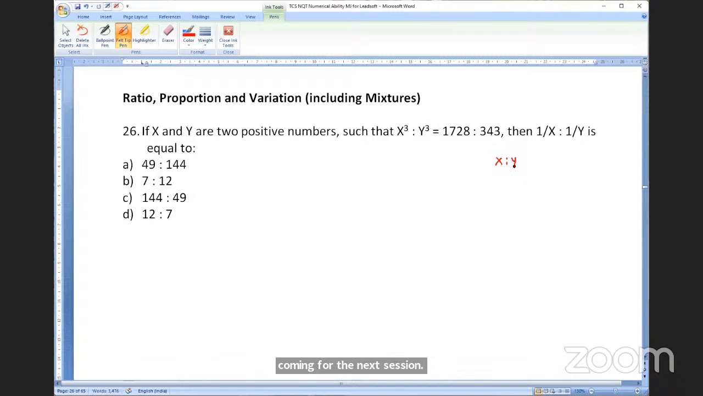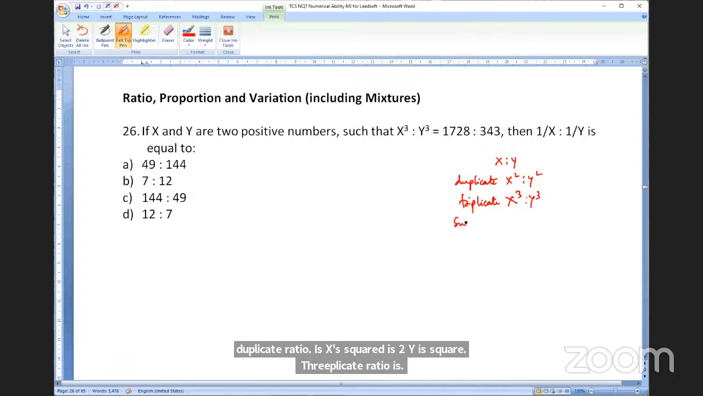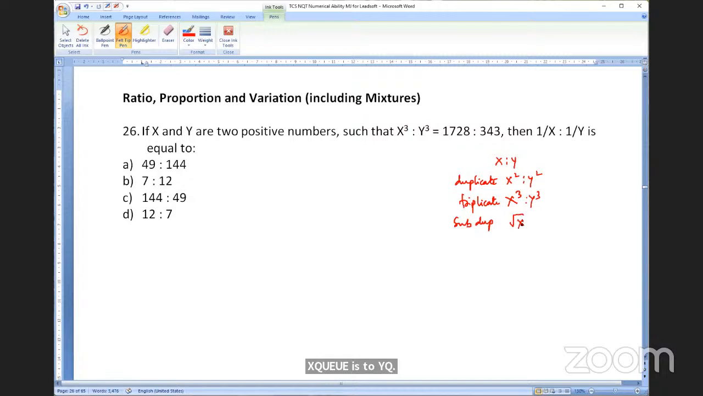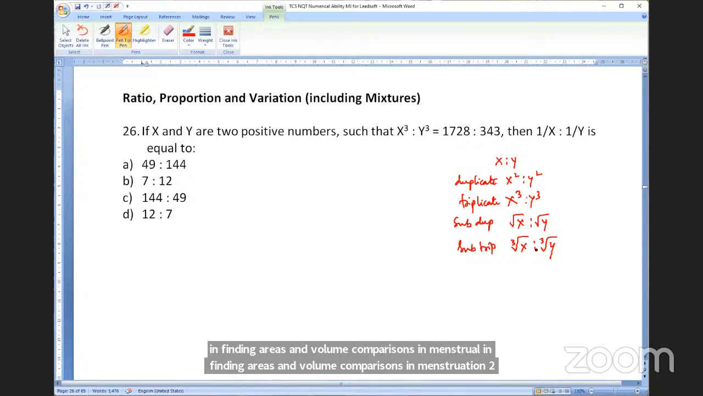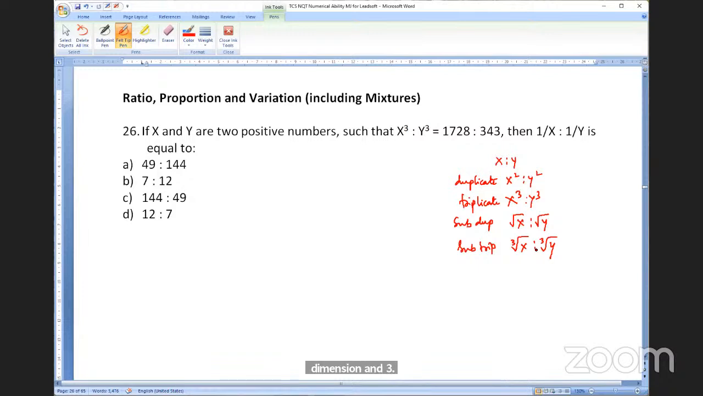If X is to Y is any ratio, that is the comparison. Ratio is nothing but the comparison. Then duplicate ratio is X square is to Y square. Triplicate ratio is X cube is to Y cube. Subduplicate will be root X is to root Y. And subtriplicate will be cube root of X is to cube root of Y. Very useful in finding areas and volume comparisons in mensuration 2-dimension and 3-dimension. Here, as said about this, give it a try, then we'll move on.